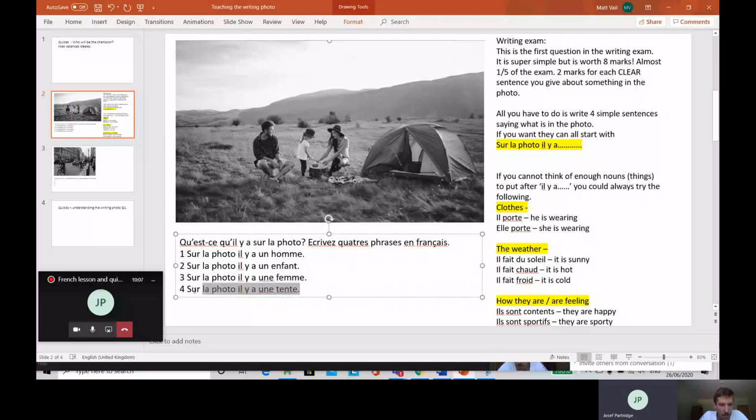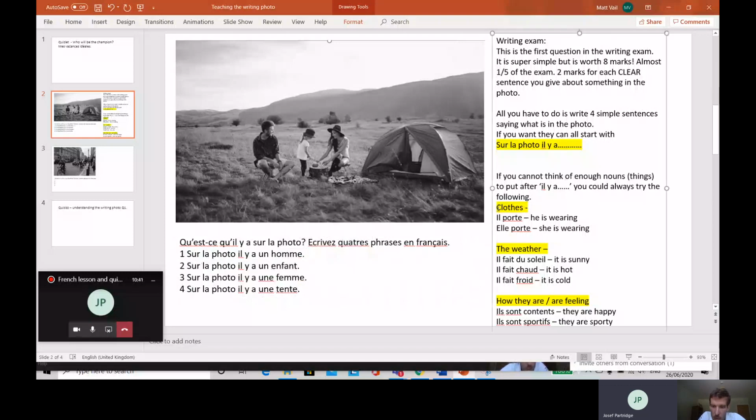The other thing I see is students sometimes run out of these, what I call nouns, like man, child, woman, tent, your family, famille. These are key ones because there's often people in the photo: men, women, children. We're going to have a little look at some other nouns, other things that might appear in the photo. You notice what I've written over here. If you cannot think of enough of those things, like man, woman, child, tent, bike, if there was a bike in the photo, whatever it might be, if you can't think of enough of those to go after sur la photo il y a, there are other options that you can look at.